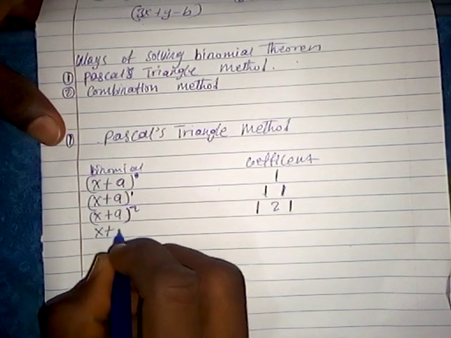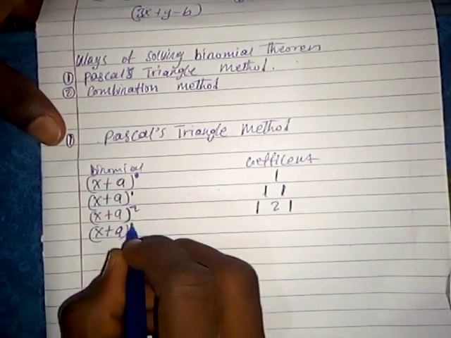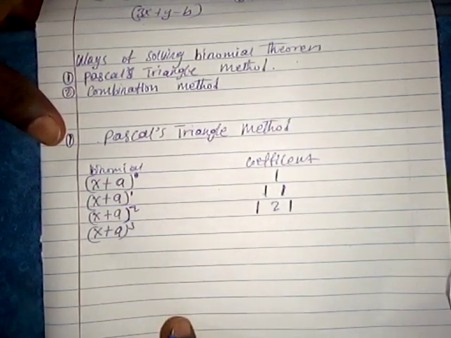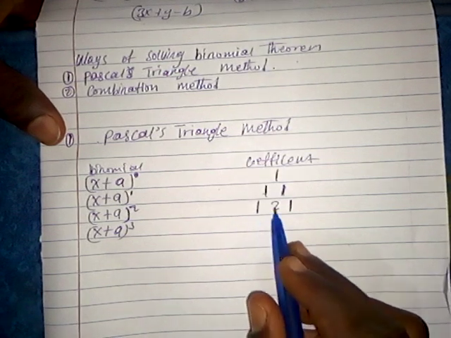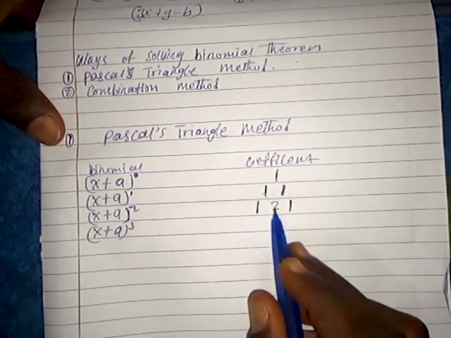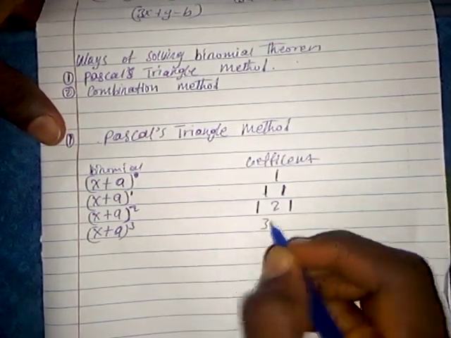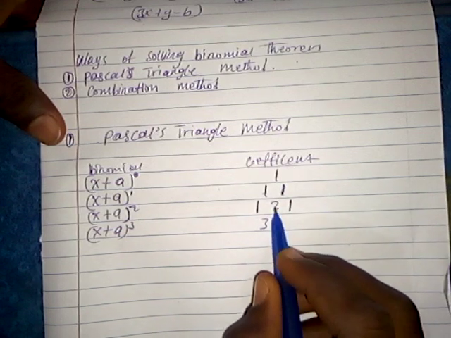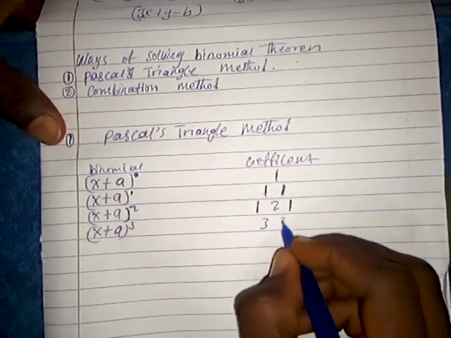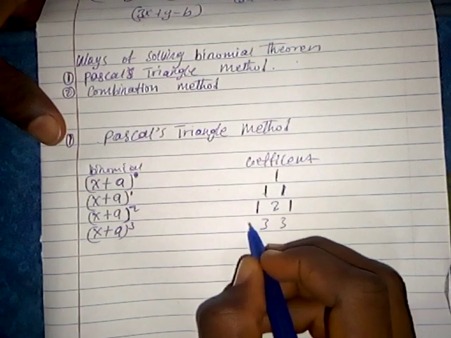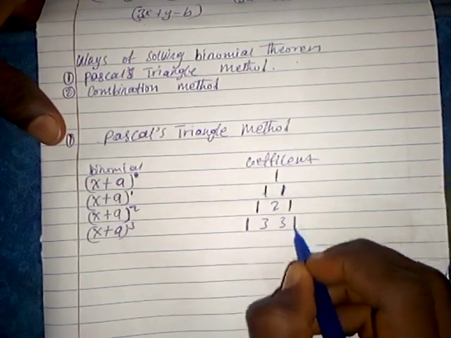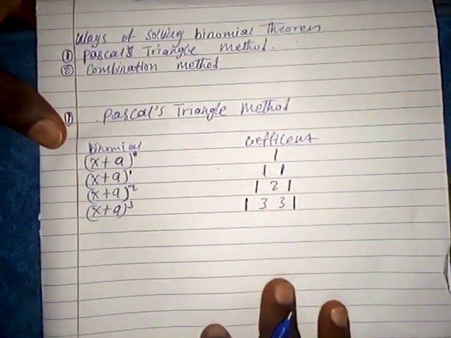So, x plus a to the power what? 3. What should be the coefficient? From the previous coefficient, 1 plus 2 is going to give you what? 3. You see here again, you take these two, 2 plus 1 is going to give you 3. The rule says they must start with 1 and they must end with 1. You see, very much simple.